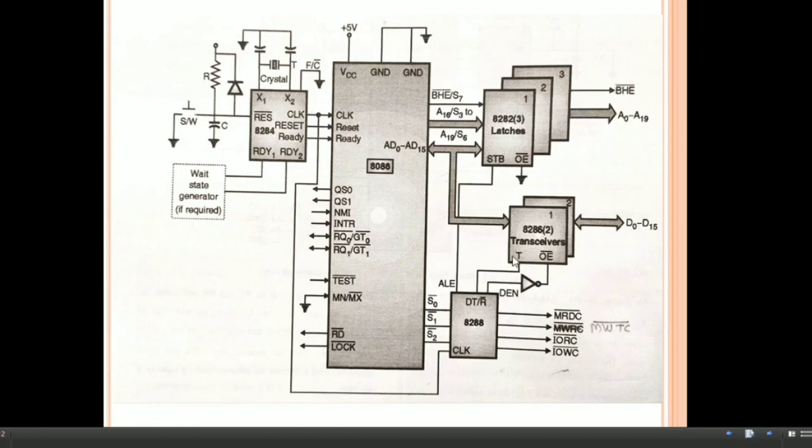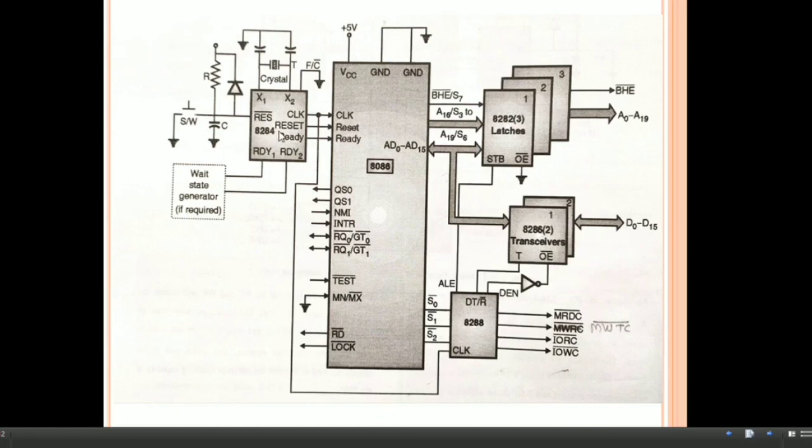Now the transceivers are also receiving the signal on AD0 to AD15. So this multiplexed data and address line is demultiplexed, means the data lines are separated from this multiplexed address and data lines, and we get total 16-bit data lines at the output of this transceiver, D0 to D15. These are the demultiplexed data lines.